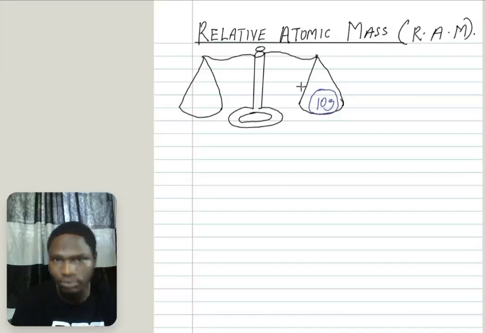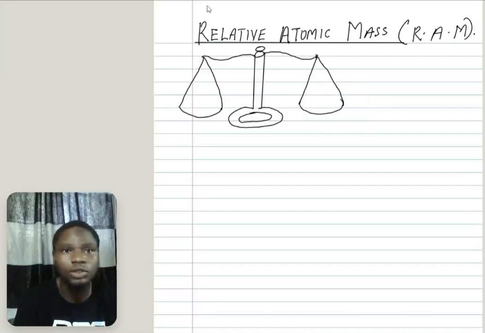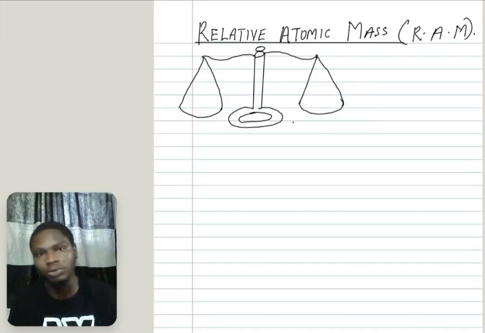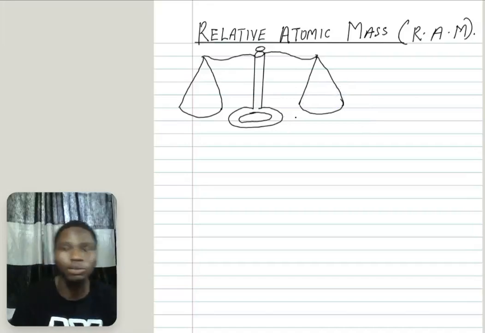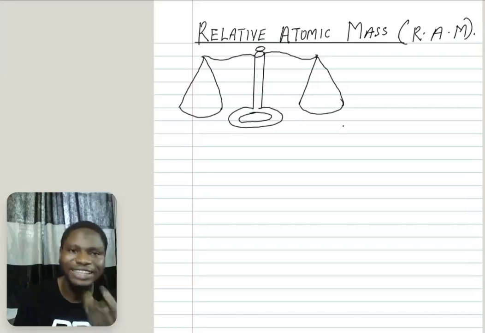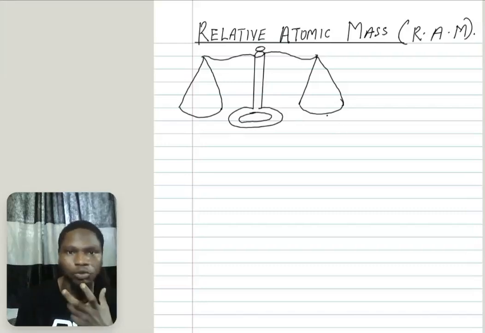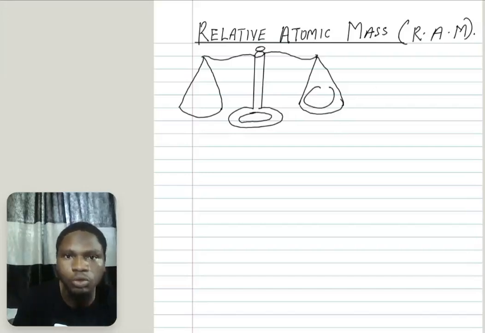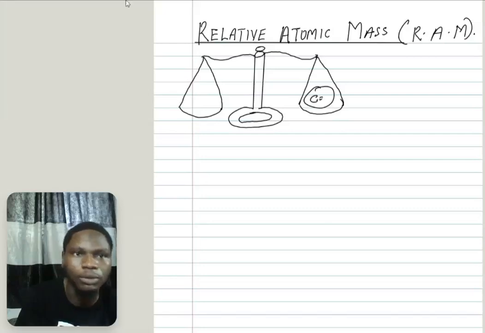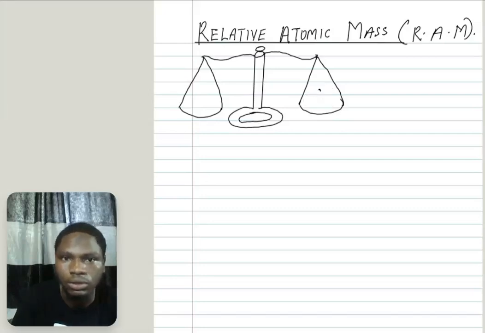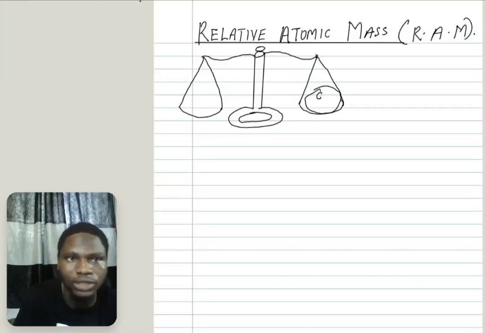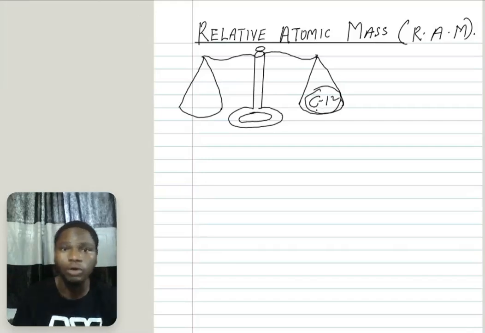Now pay attention. To measure the relative mass of an atom, we have a standard scale we use, and that is carbon 12. The standard we use here is carbon 12. Let me just write it like this. We use carbon 12, exactly. Why do we call this carbon 12? Because carbon has a mass of 12 units. That's why it's called carbon 12.